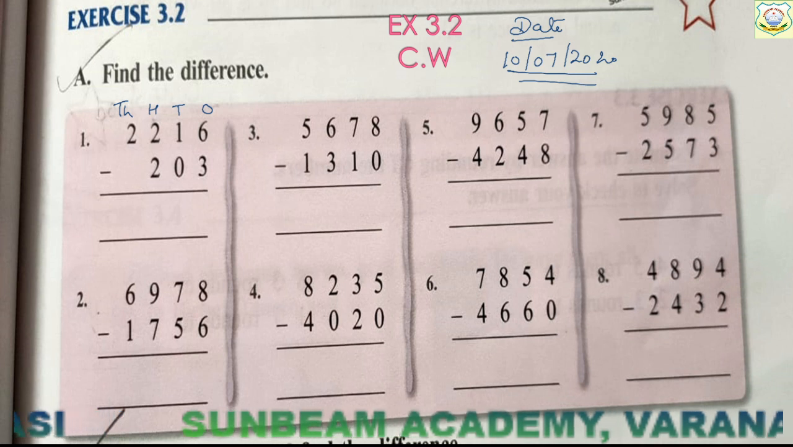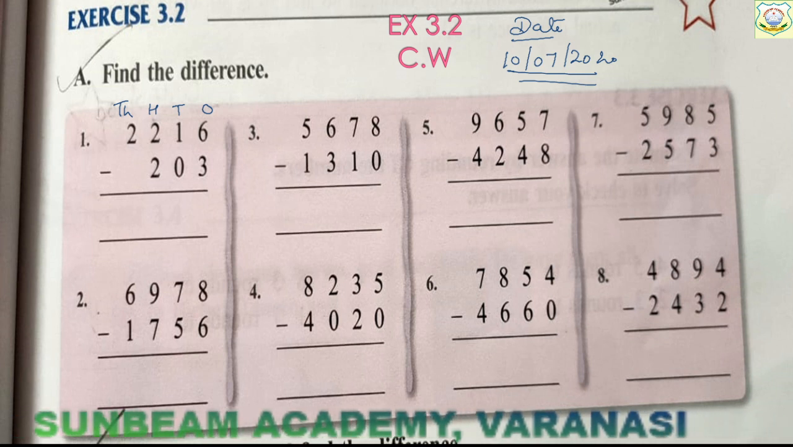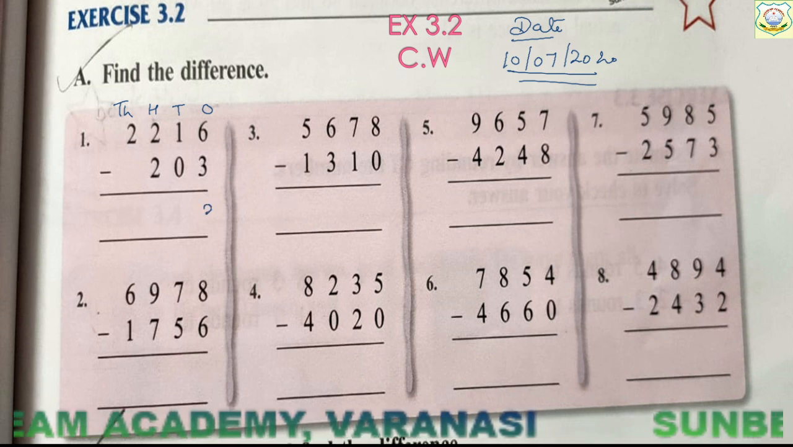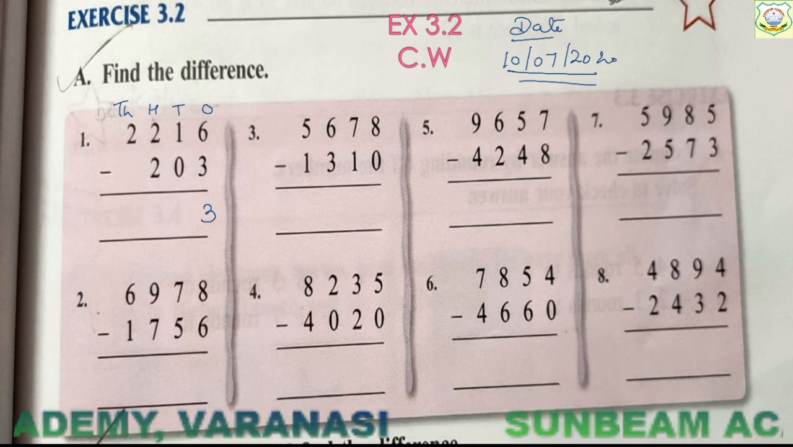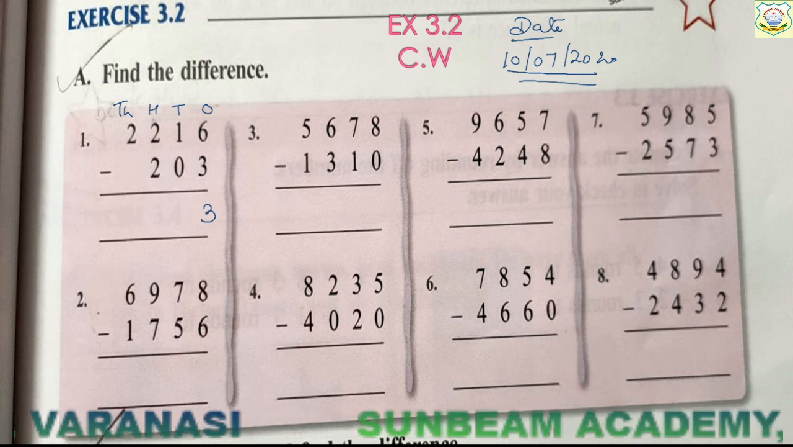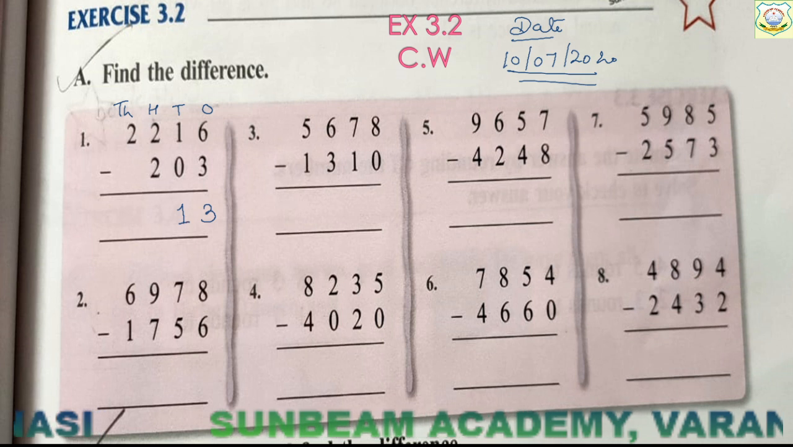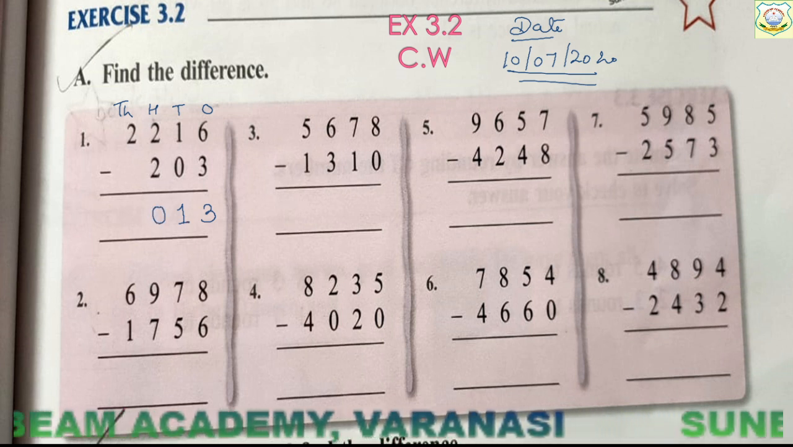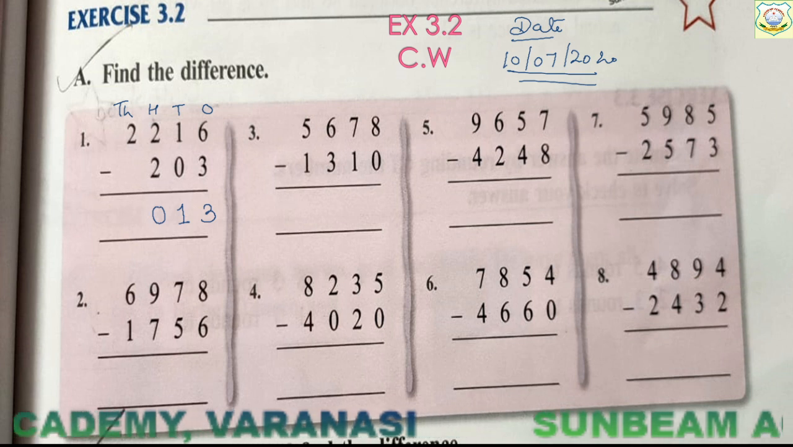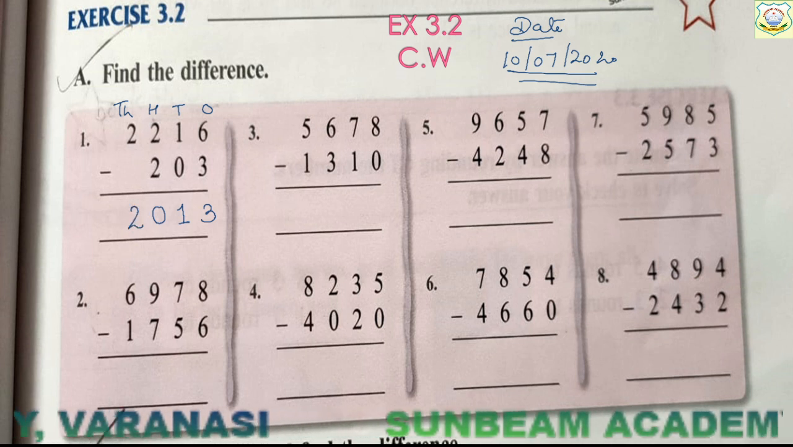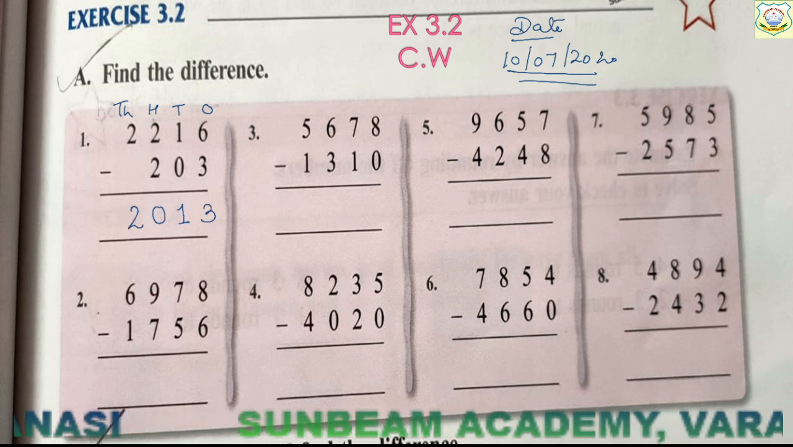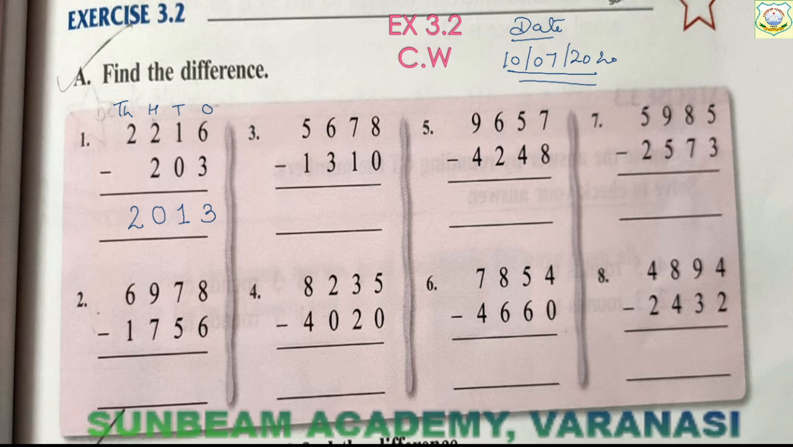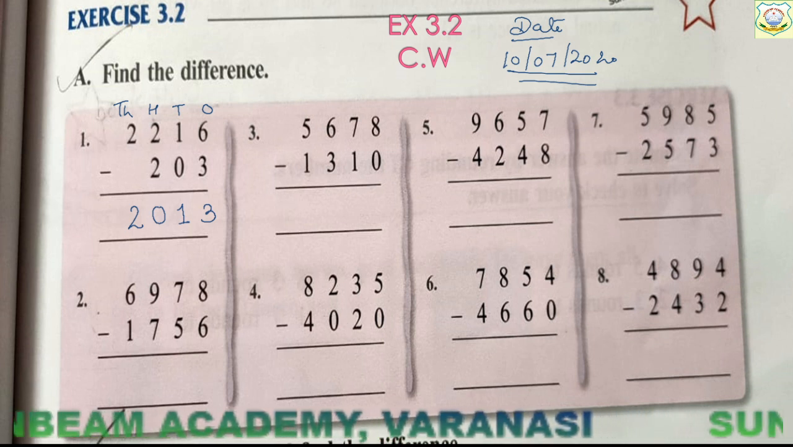So 6 minus 3 is 3. Then 1 minus 0 is 1. Then 2 minus 2 is 0. Then 2 minus 0 is 2. You got the answer? The answer is 2013. Note it down, students.